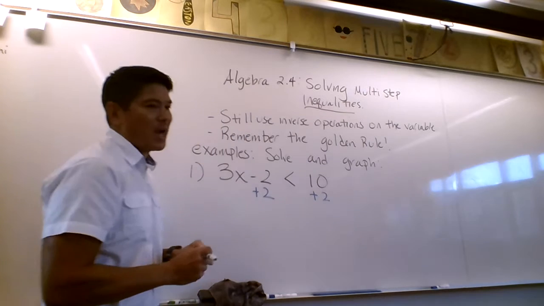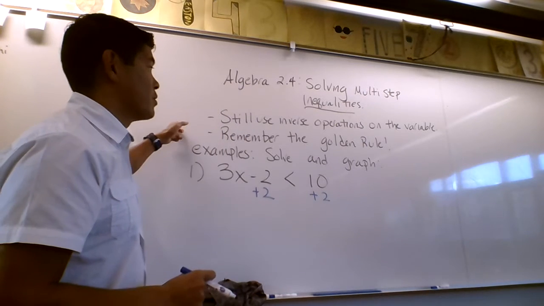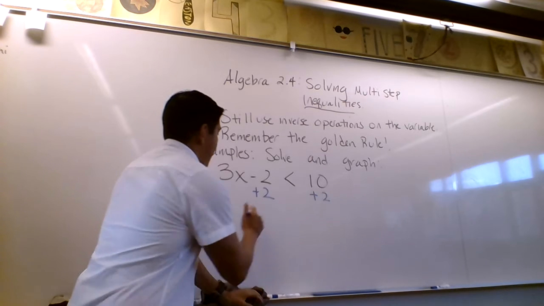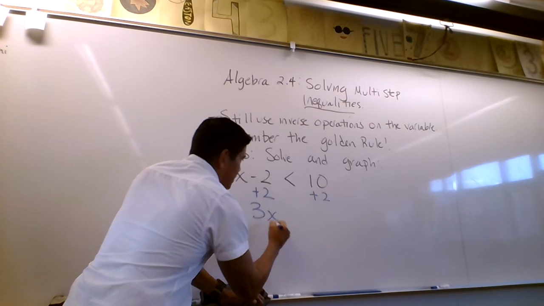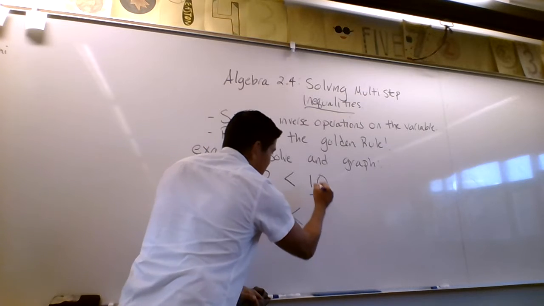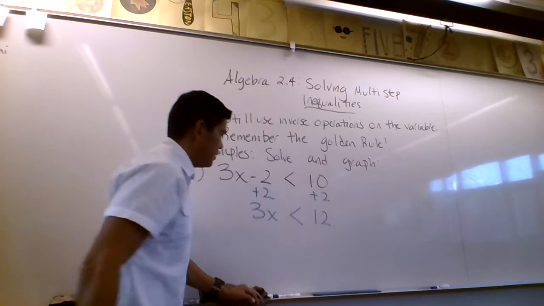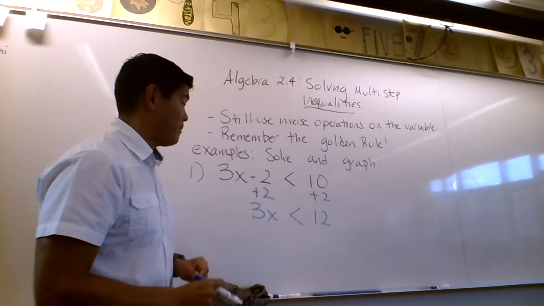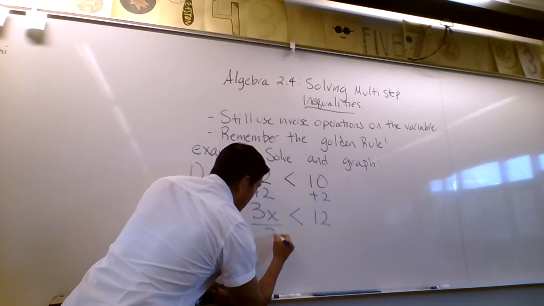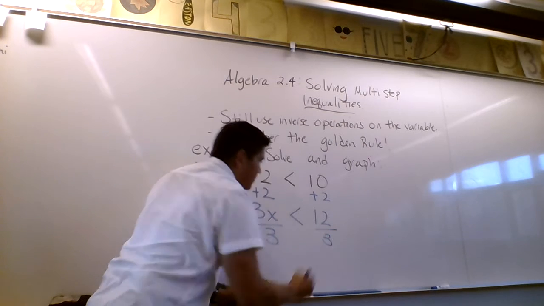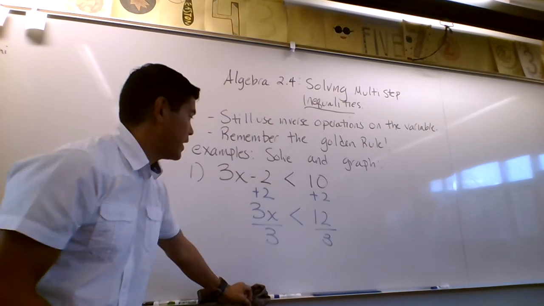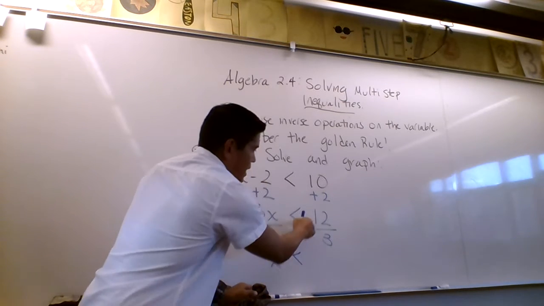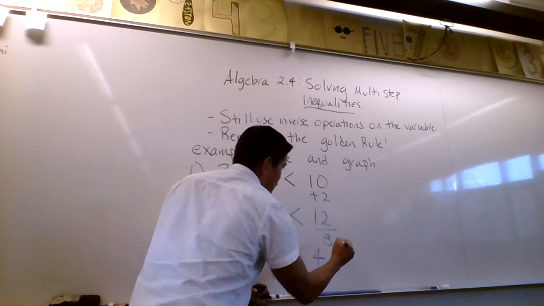When you're adding or subtracting, you don't even need to worry about trying to remember the golden rule. If you're adding or subtracting, you would never reverse the inequality. So we're left with 3x on the left side, still less than 10 plus 2, 12. The last thing being done to the variable here is multiplying by 3, and the 3 is positive, so you divide each side by 3. That's not dividing by a negative, so you keep the inequality facing the same way. x is less than 12 divided by 3, which is 4.